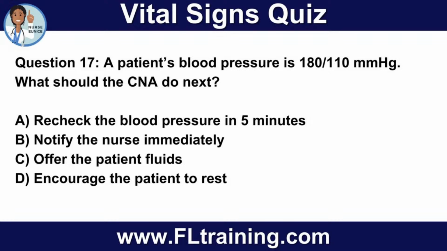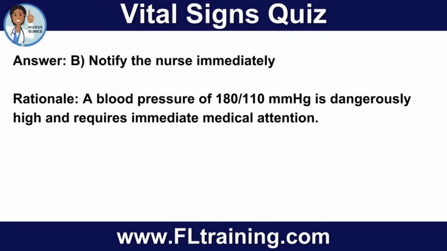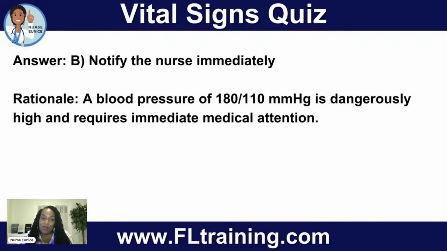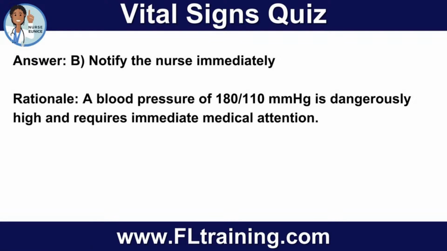All right, so question 17, a patient's blood pressure is 180 over 110. What should the CNA do? Y'all know what you're about to do. 180 over 110 means that's above your pay grade. So what are you going to do, everybody? Yes, let's get that nurse in the room. So question number 17, the answer is B. You're going to notify the nurse immediately because a blood pressure of 180 over 110, that's stroke level. It's dangerously high and it requires immediate medical attention.